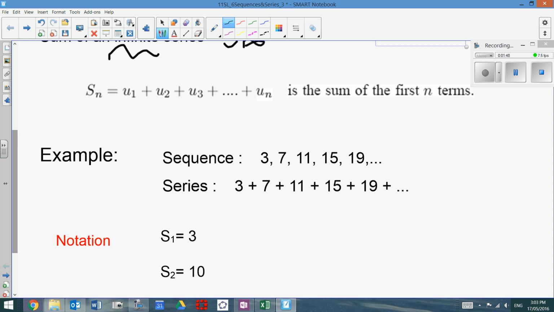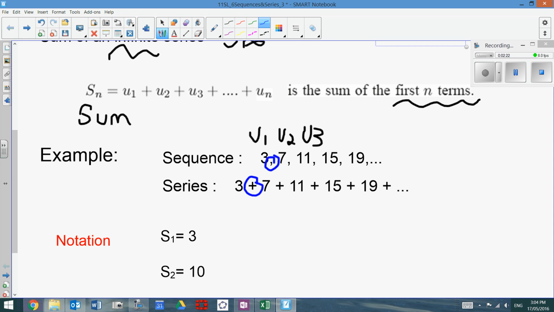If we take a look at our notation, this S stands for sum, and that small n just refers to how many terms are in our series. So it says we have the sum of the first n terms. When we look at our sequence, we call the terms maybe u sub 1, u sub 2, or u sub 3, as we've been doing over the last couple days. For a series, we'll add those terms together, so your commas just change into plus signs.